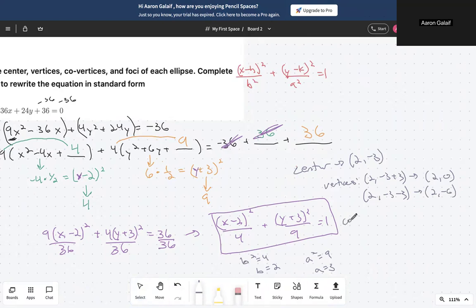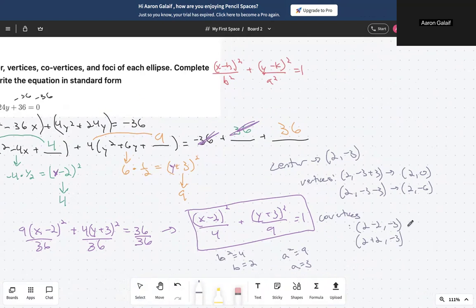The co-vertices are based on the minor. The minor is the b squared value. So our minor is a distance of 2. So here it's going to be the x values that change. So we have (2 minus 2, -3), the y doesn't change, and (2 plus 2, -3), the y doesn't change again. And we simplify this to be (0, -3) and (4, -3). So those are the co-vertices.